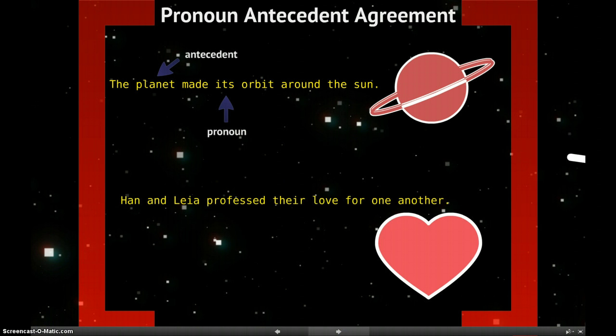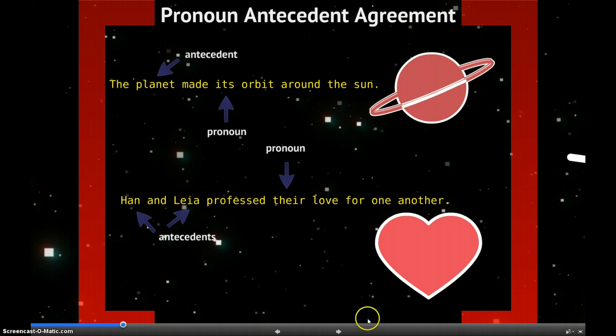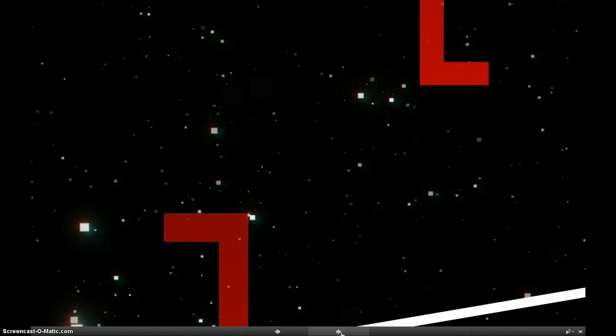So for our next one, Han and Leia profess their love for one another. Here you see there is our pronoun, and it's referring to Han and Leia. They're our antecedents. So we have a plural antecedent, and we need a plural pronoun. So let's get into some rules about pronoun antecedent agreement so that you can use them correctly.